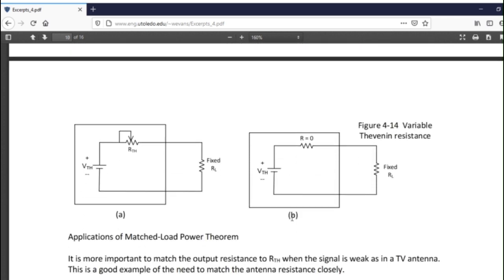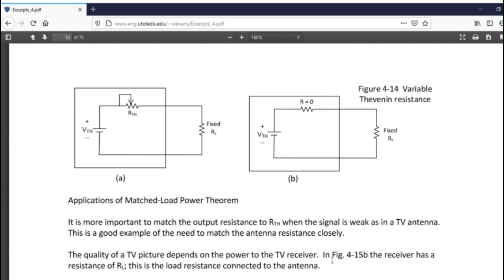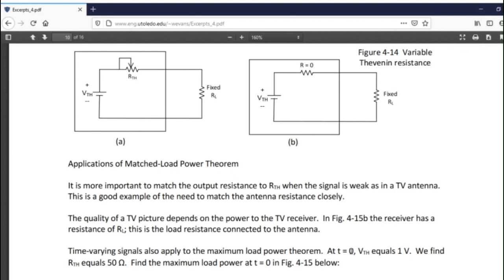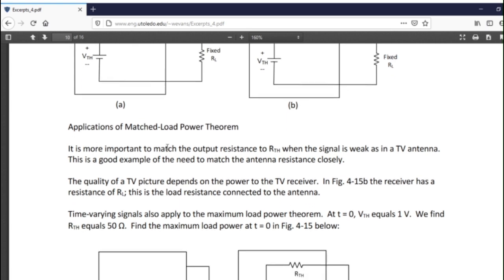Okay, applications. It is more important to match the output resistance when the signal is weak, as in a TV antenna, and that's very important. This is a good example of the need to match the antenna resistance closely. Obviously at R equals 0, this is the best way to go, but we usually don't have that as an option. If we have the ability, the best way to go is to make this go to 0, and that will give us the best option. We usually don't have that as an option.